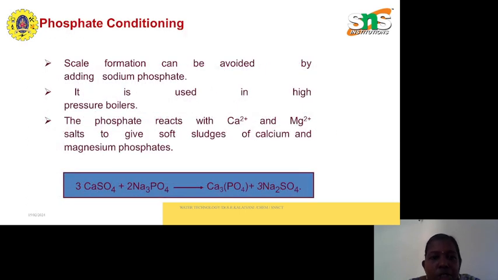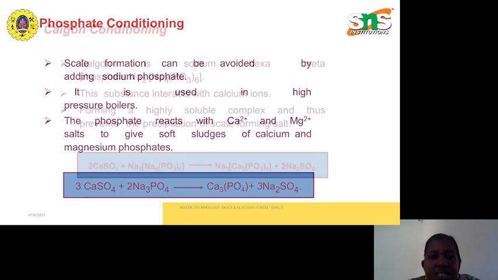Second method is phosphate conditioning. In this conditioning method, sodium phosphate is added. Scale formation can be avoided by adding sodium phosphate. It is used in high pressure boilers. The phosphates react with the calcium and magnesium salts to give soft sludges of calcium and magnesium phosphate. 3 calcium sulfate plus trisodium phosphate to form calcium phosphate and sodium sulfate.